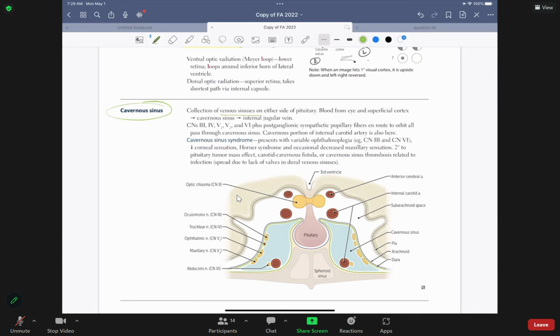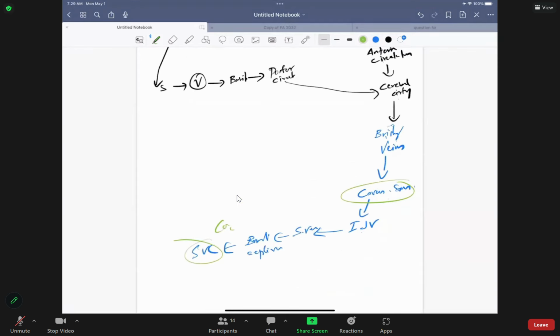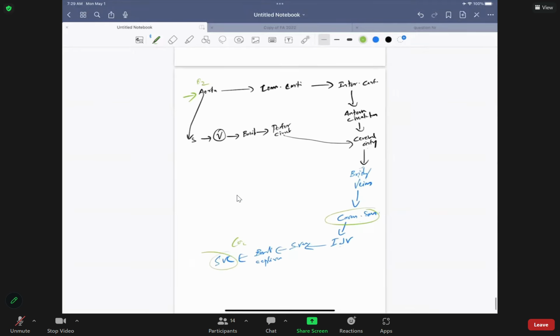That's the anatomy. Okay. A collection of venous sinuses on either side of the pituitary. You could see that. Now, the only thing that you have to be a little careful about. Did you guys copy this, folks? You should have that in your book. Let me know when you are done copying.